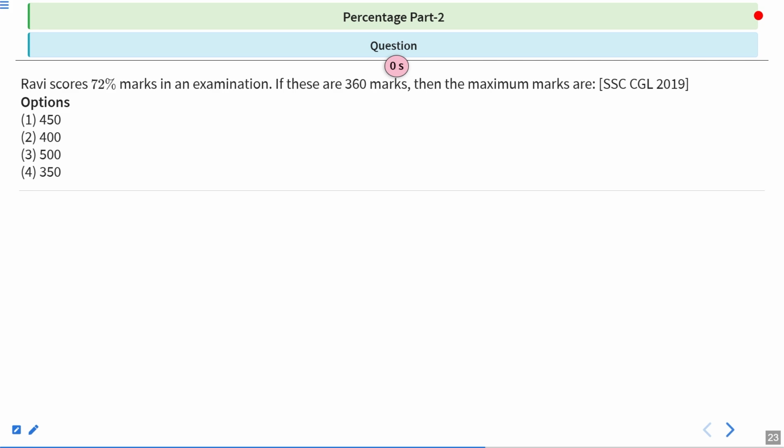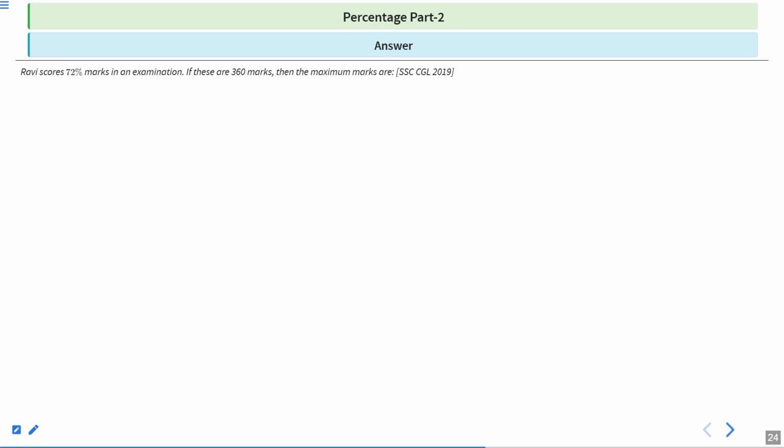Now time's up. Let's see the solution of this question. The question says that Ravi scored 72% marks in an examination. If these are 360 marks, then the maximum marks are. The correct answer of this question is third, which is 500. Now see the detailed solution.